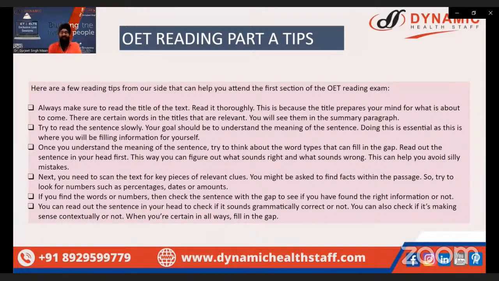Then scan the text. Understand all the relevant cues so that you can understand what facts are there in this passage. If you find numbers, words or numbers can also be the answers. So understand what the information might be in this particular gap. And the last thing, read out the sentence in your head to check whether it is grammatically correct or not. This will be really helpful for you to understand whether you are going right or not.